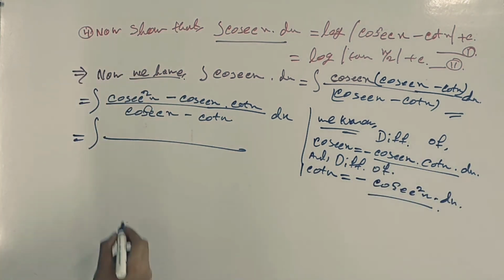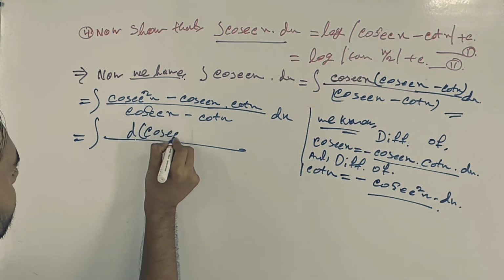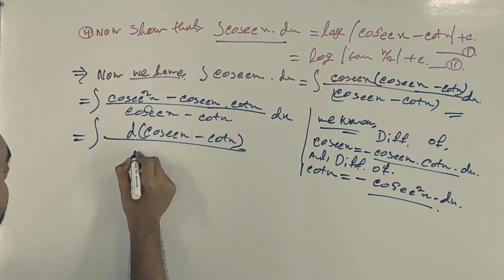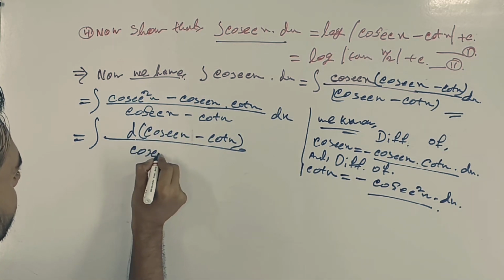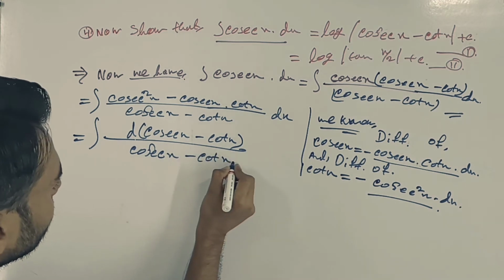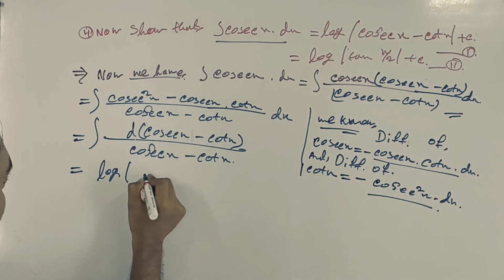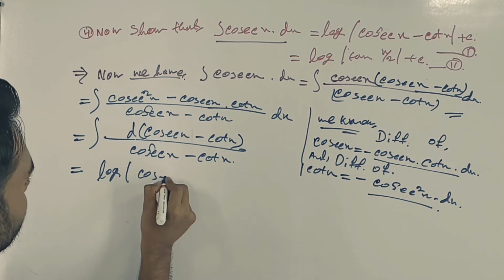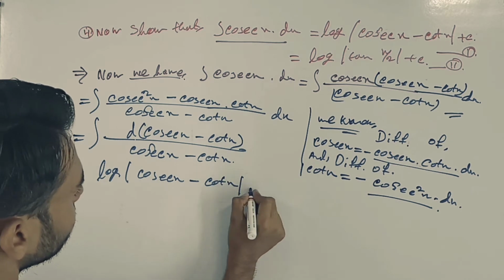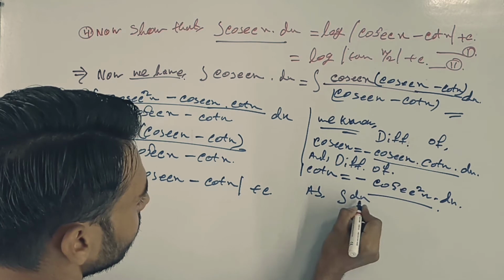And that equals minus and minus, so cosec x cot x and cosec square x. So I also write cosec x minus cot x as the numerator, and the denominator is cosec x minus cot x. So that equals log of cosec x minus cot x plus c, and that's the answer.